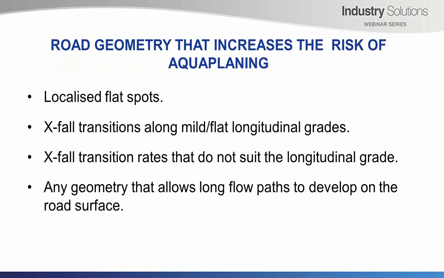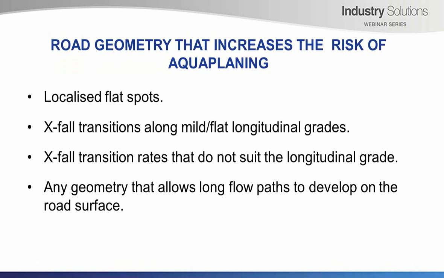Another way of increasing the risk is not having a good enough transition rate. You might have sufficient longitudinal grade, but when you transition the crossfall, you might transition it too slowly or too quickly, and that can affect the geometry and introduce flat spots and even adverse grades, if you're not careful. So you do have to transition the crossfall at a rate that suits the longitudinal grade as well. It's because we're trying to keep the total slope of the road, which is a combination of the longitudinal grade and the crossfall, within reasonable limits. We don't want it too flat, we don't want it too steep, generally speaking.